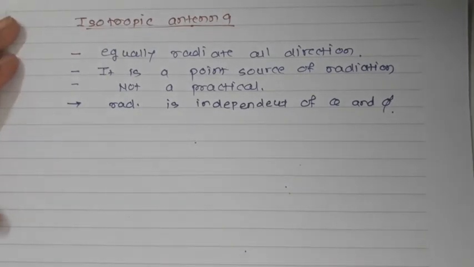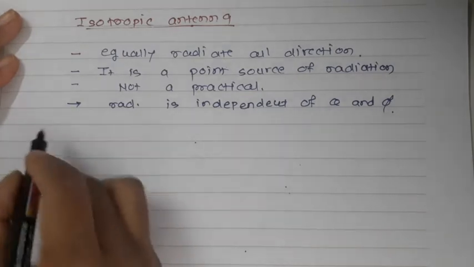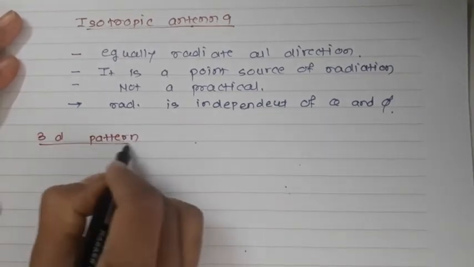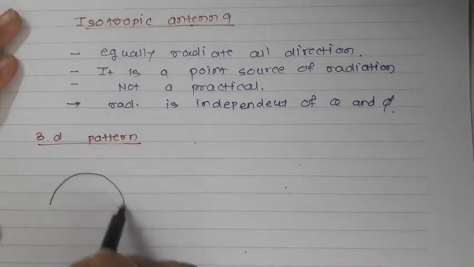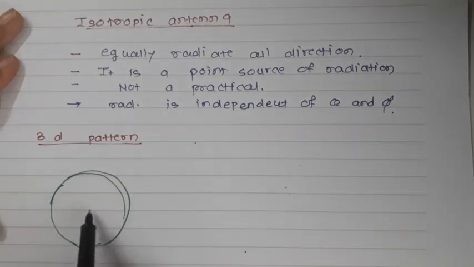Now let us see how this particular radiation pattern will look. The isotropic antenna does not exist actually, but this antenna can be used as the reference antenna to compare the performance of other antennas. So let us see the 3D pattern of this particular antenna. If you talk about the 3D pattern of radiation of this antenna, you will get this kind of radiation pattern over here. We can say this is the power radiated equally in all the directions.